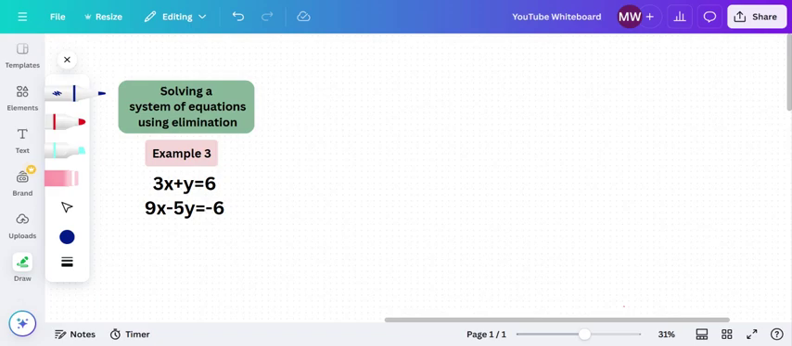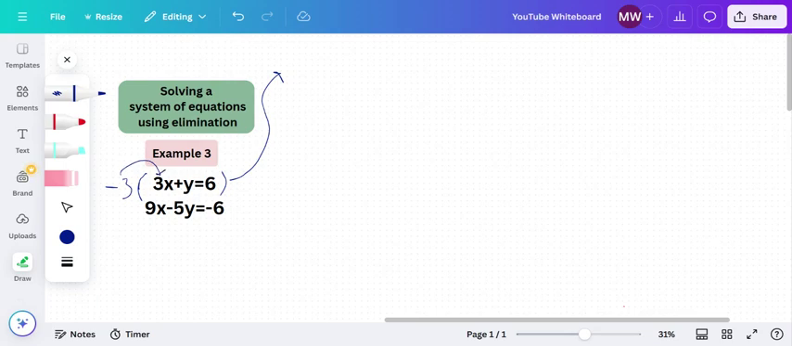3 times 3 gets me 9. I want this, however, to be a negative 3. Or excuse me, I want it to be a negative 9, so I need to multiply by negative 3, because remember, I want to end up with a negative x and a positive x so that they cancel. So if I want to multiply 3x by negative 3 to get me negative 9x, I have to do the same thing to the entire equation. So I'm going to rewrite this equation after we do our multiplication.